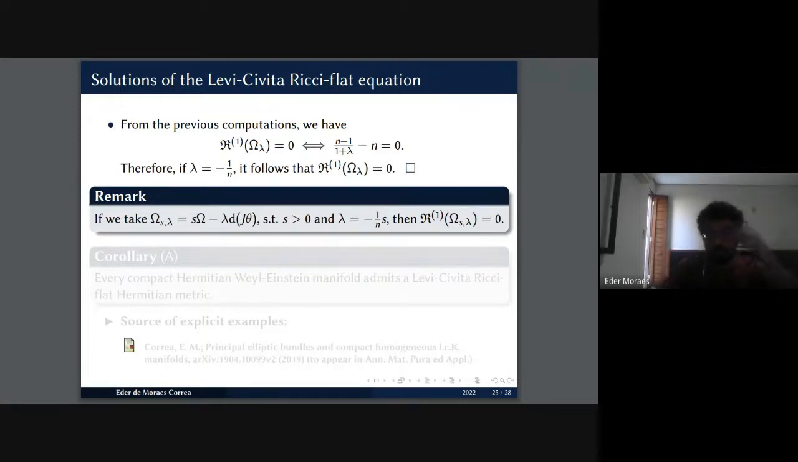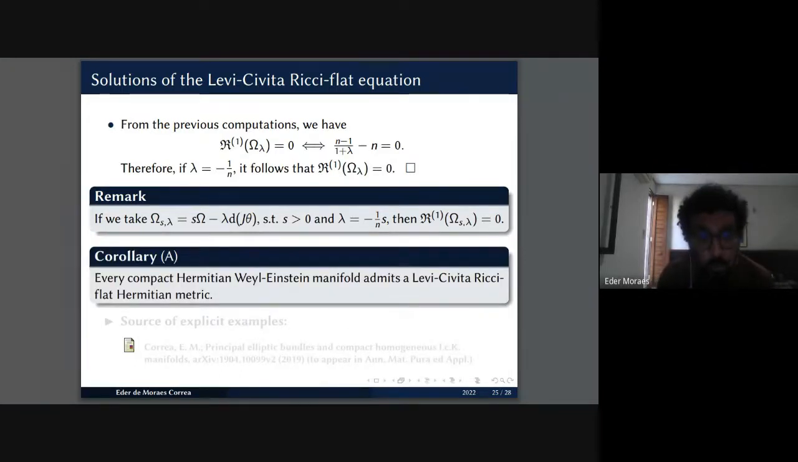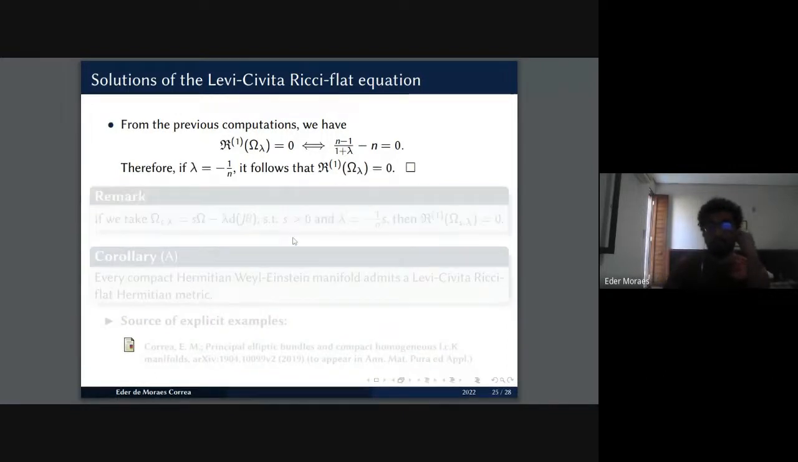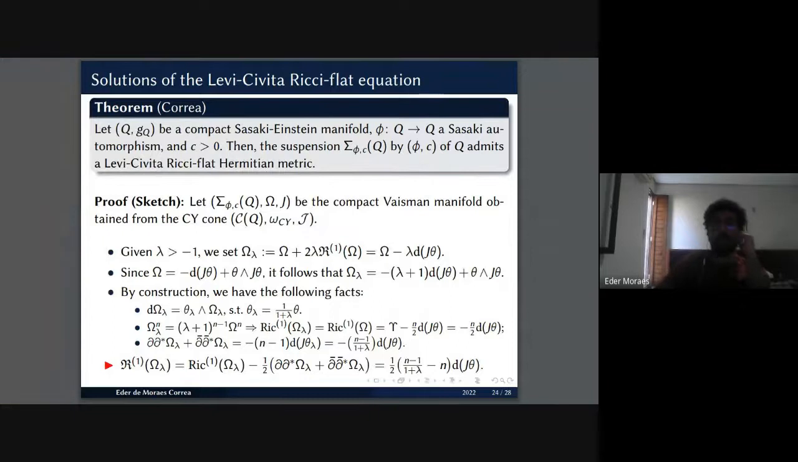And from this, once we have a structure theorem for compact Hermitian Weyl-Einstein manifolds, we can construct in every compact Hermitian Weyl-Einstein manifold a Levi-Civita Ricci-flat metric. In fact, a one-parameter family of metrics. And as we have seen, to construct this type of Levi-Civita Ricci-flat metrics, the basic data is a Sasaki manifold, a Sasaki automorphism, and a positive real number, and from this we can construct the Levi-Civita Ricci-flat metric.